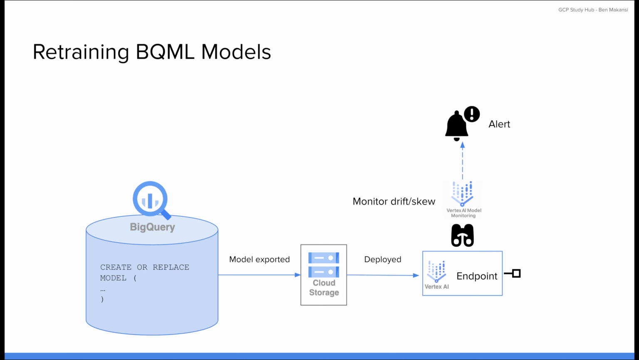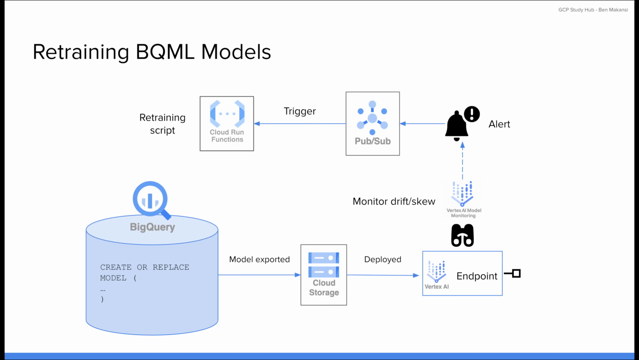an alert. This alert can then send a message to PubSub. As we have talked about before, PubSub can be a trigger for Cloud Run functions. So we can do that here. The PubSub message triggers a Cloud Run function, and this function can contain our script to start retraining in BigQuery. Retraining would use the create or replace model statement in BigQuery again, using the latest available data to train a fresh version of the model.